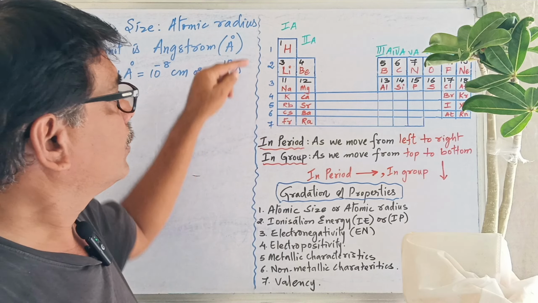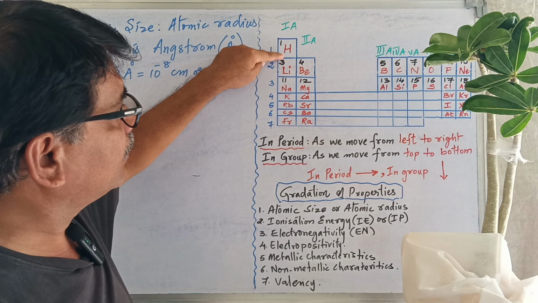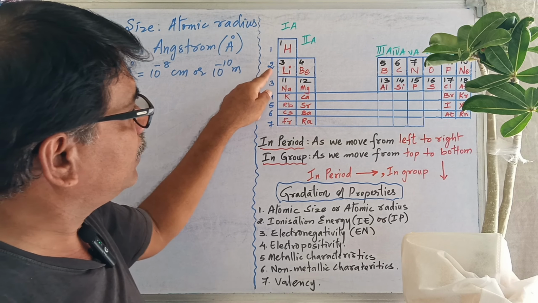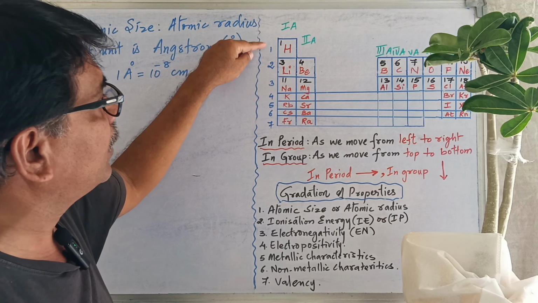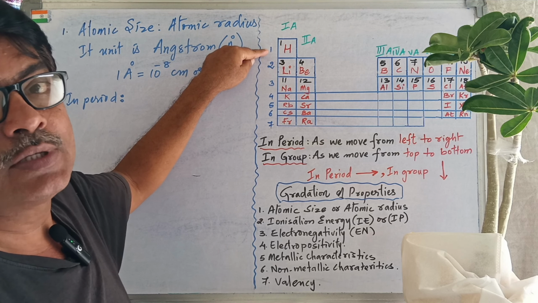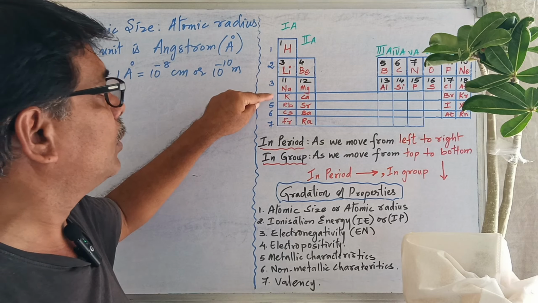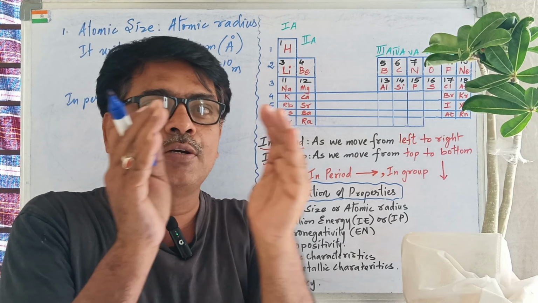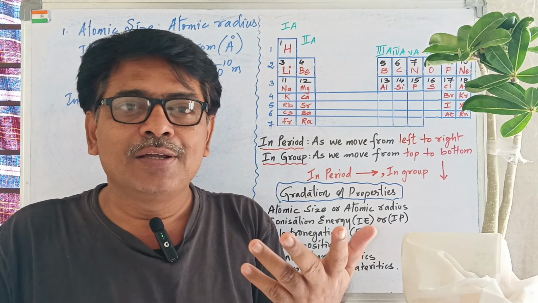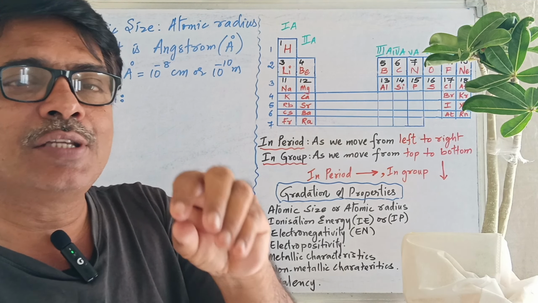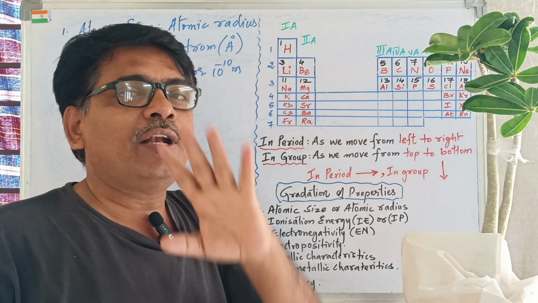Easy to remember. See, in group what is happening? This is n is equal to 1. This is n is equal to 2. That is, this number is for period. At the same time, what else does it communicate? Do you know? n is equal to 1 means 1 orbit. n is equal to 2 means it has 2 orbits. n is equal to 3 means it's having 3 orbits. n is equal to 1, 2, 3, 4, 5, 6. What does it mean? Size is clearly increasing because every time there is an addition of shell. Now in a period, you don't find addition of shell.